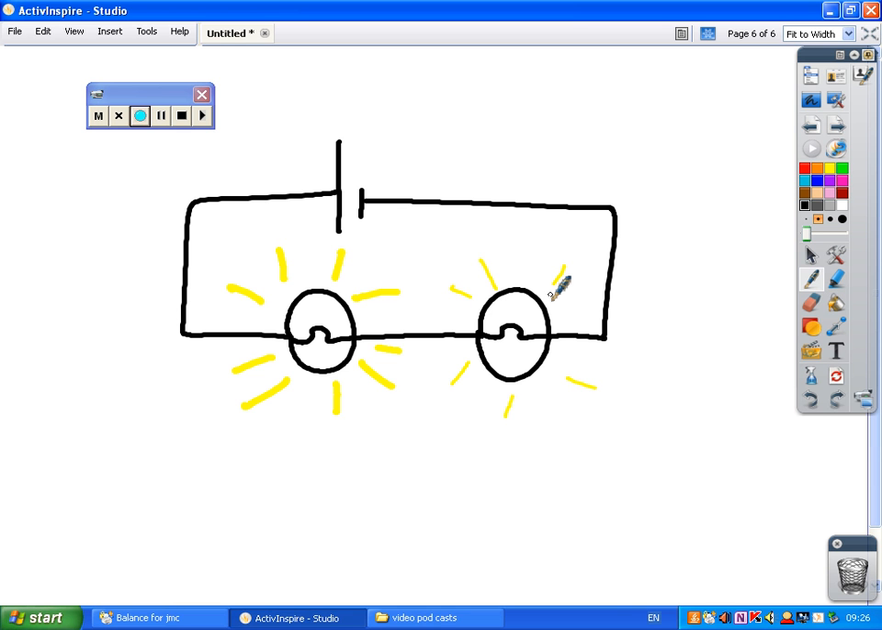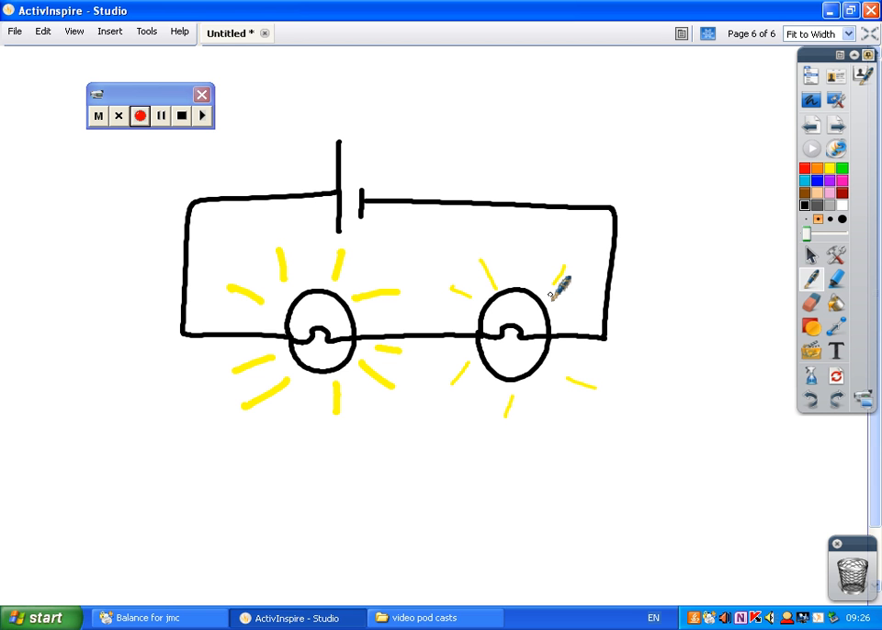But from our knowledge of current, it's a substance flowing around the circuit, and because this is a series circuit, we can be fairly certain, absolutely certain, that the current through both bulbs is exactly the same. So how is it then, if they're both receiving the same current, that one is brighter than the other?